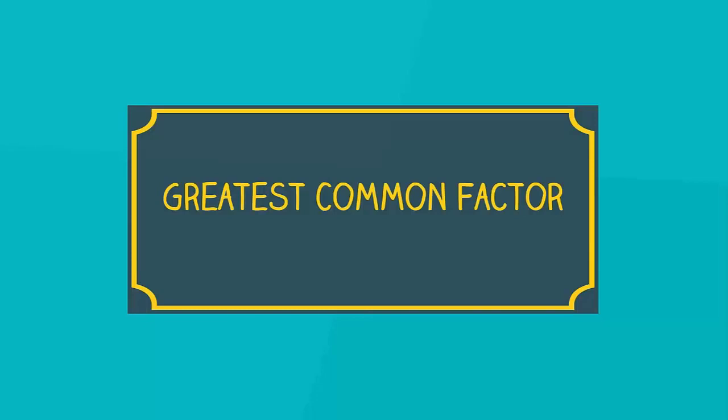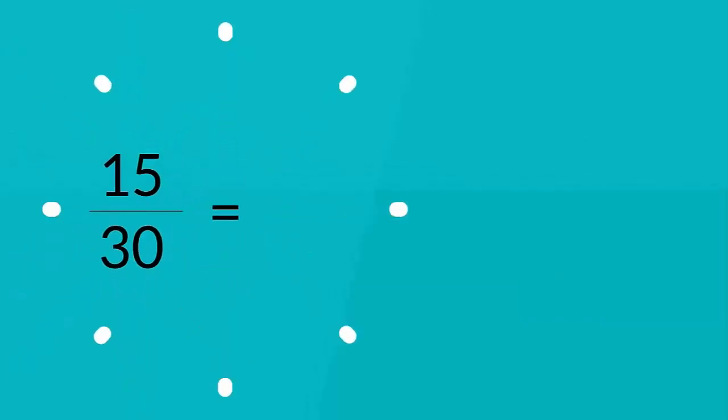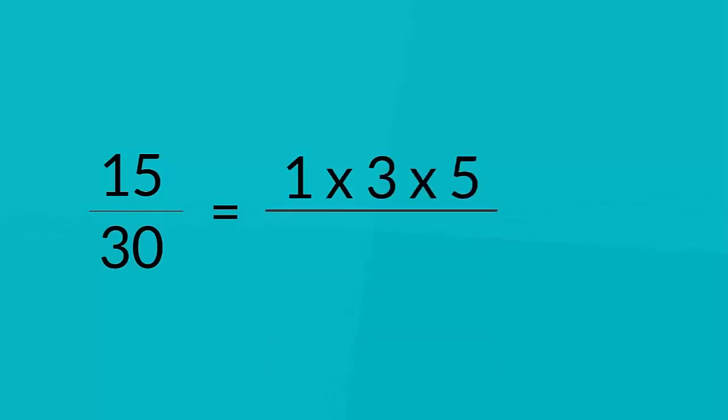When I have a fraction, I can break the numerator and denominator back into their factors. Using 15 over 30, we can break the 15 into several factors. 1 times 3 times 5. Now let's look at 30. How can we break it down into factors? 1 times 3 times 10.